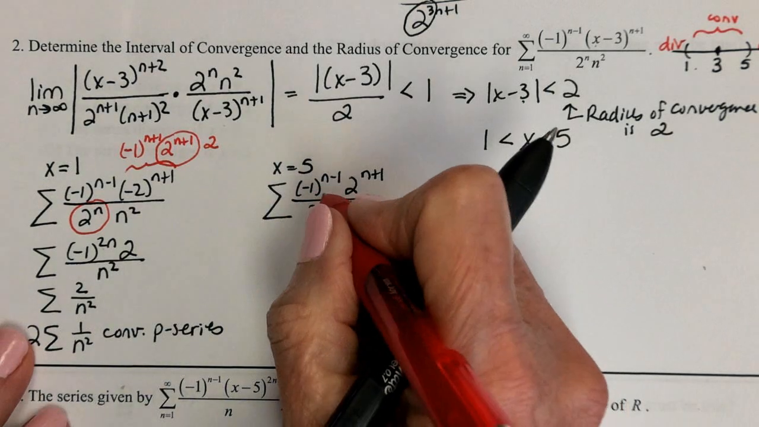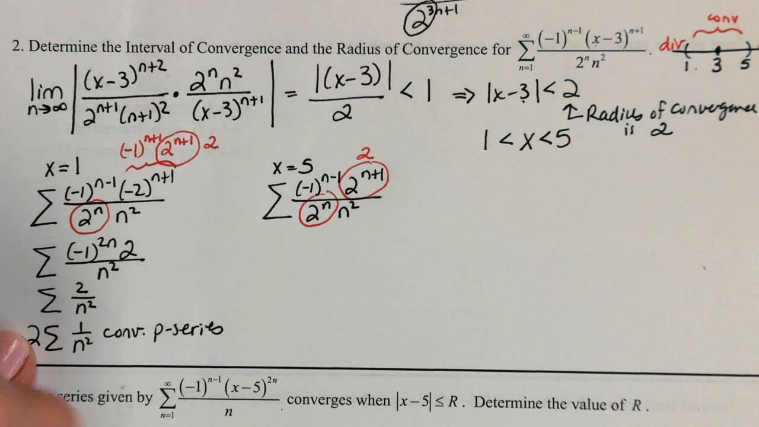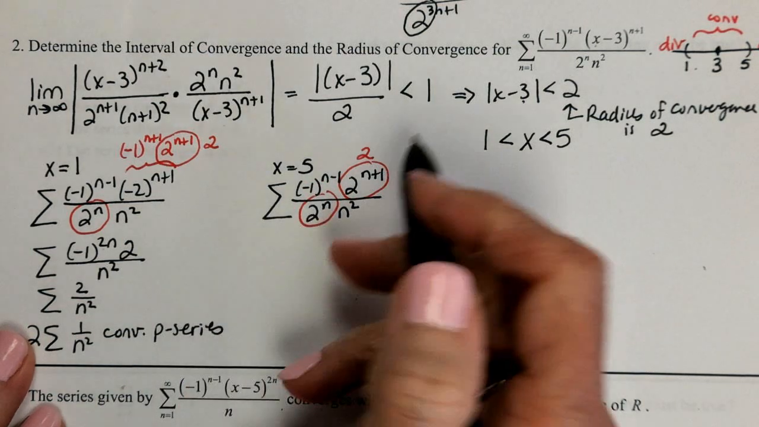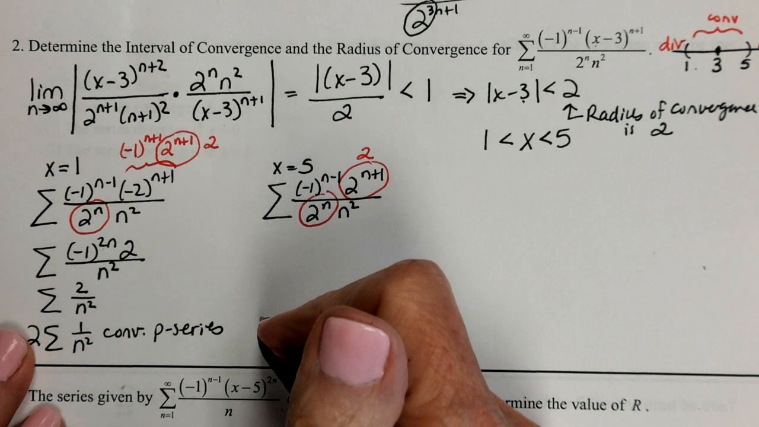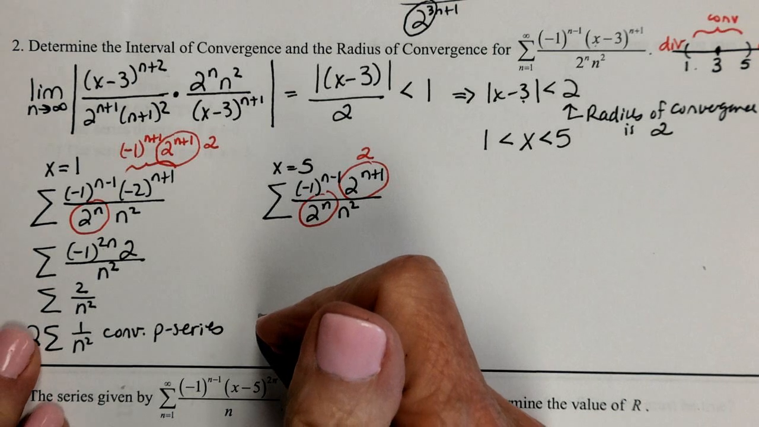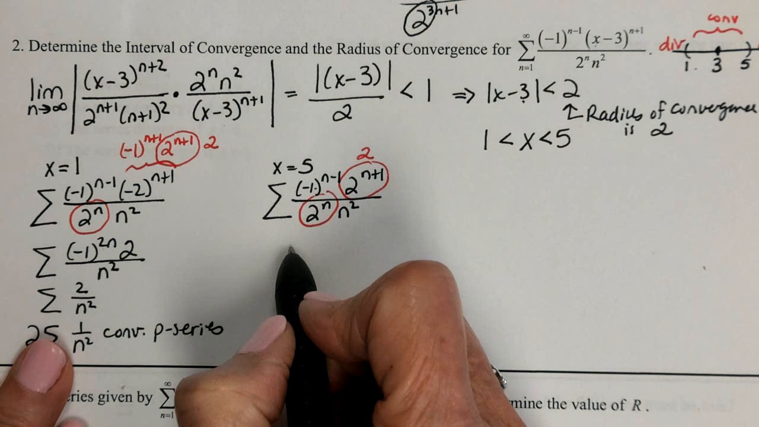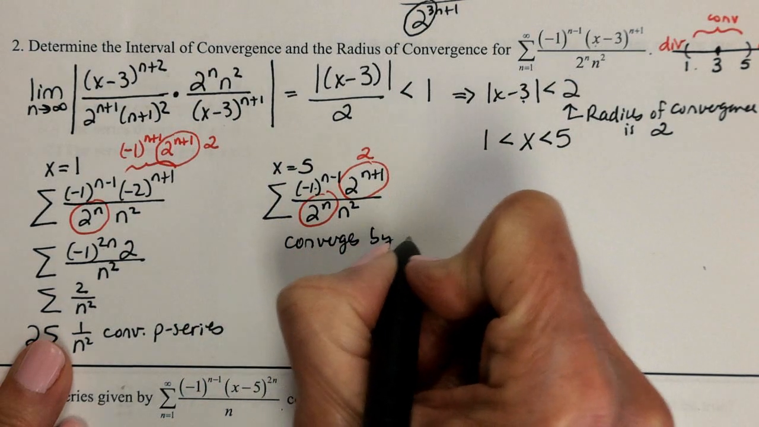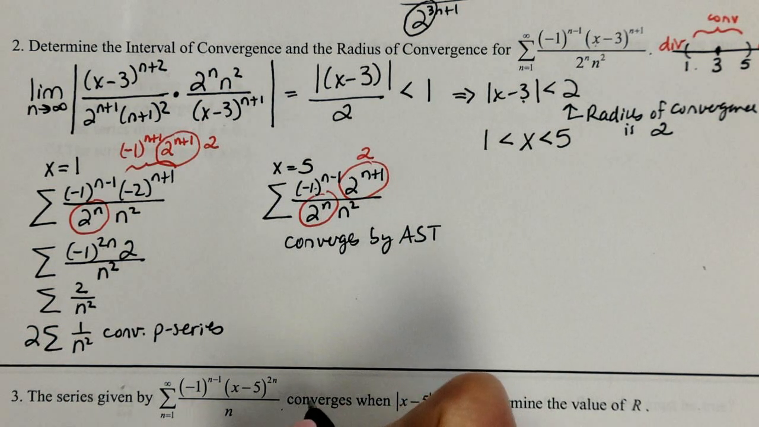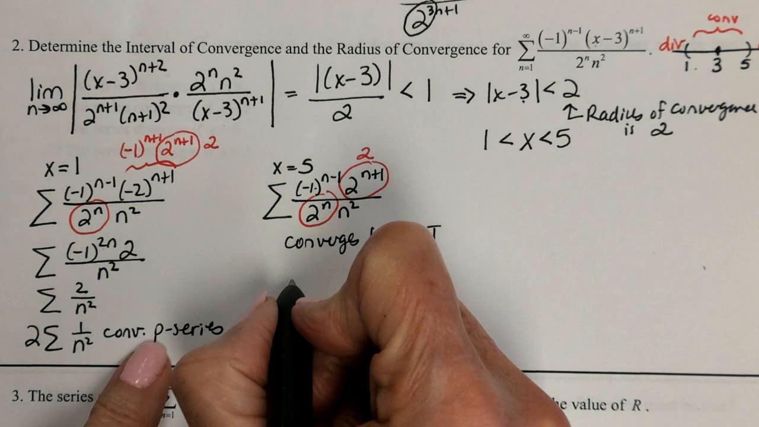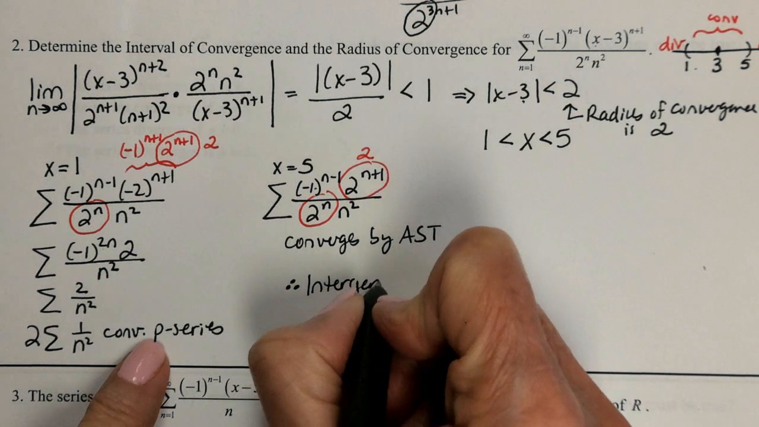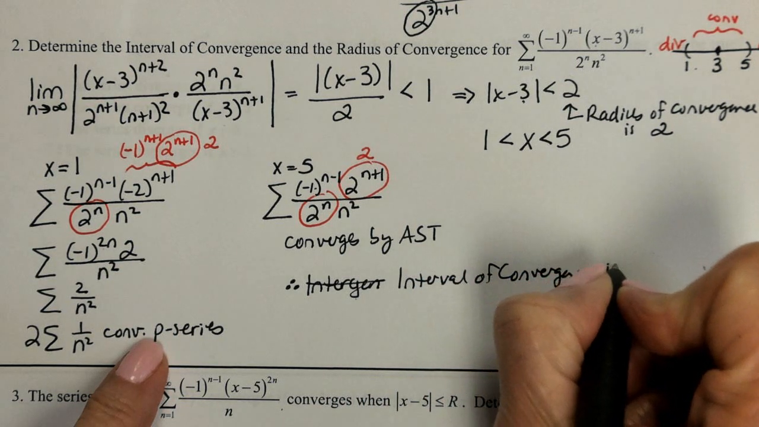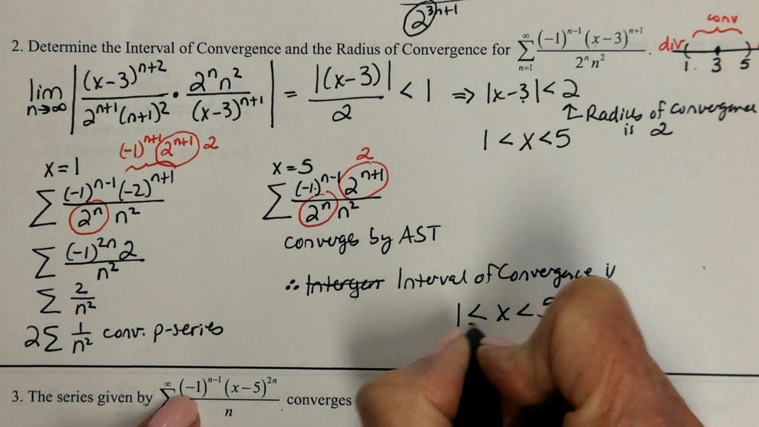Over here, the 2's reduce, leaving a 2 on top again. But this time, I am alternating. And I'm not going to bother rewriting it. We don't have to rewrite it. All I need to do is say whether this converges or diverges and briefly state why. This is still alternating. So it's alternating 2 over n squared. And that converges by AST, the alternating series test. So both endpoints converge. The interval of convergence is 1 to 5, including both the 1 and the 5.